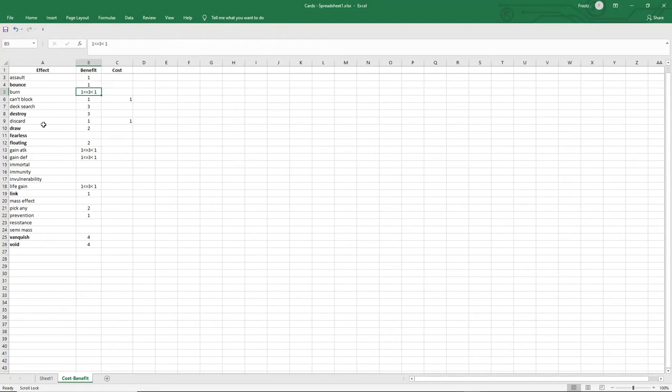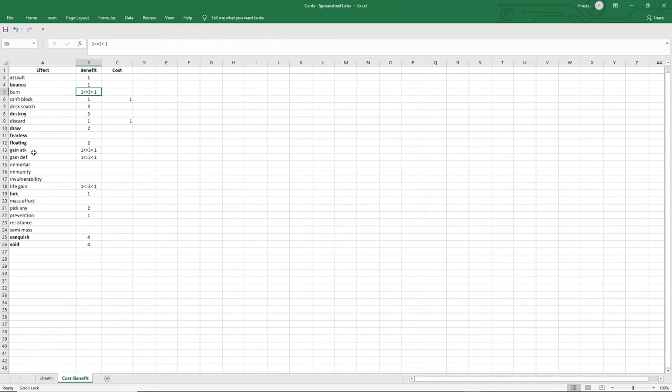So the next effect that I added is discard, and that is kind of the same as block. Anything that makes your opponent discard is a plus 1 for you. Any effect where you have to discard to use that effect is a minus 1, or a cost, for you.